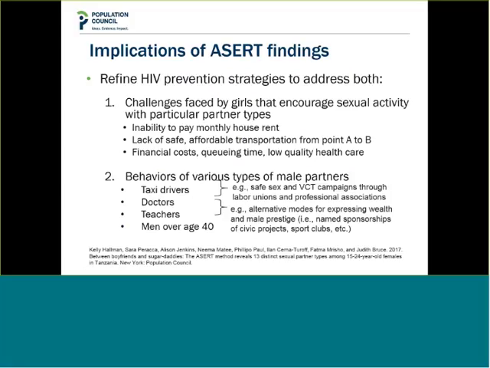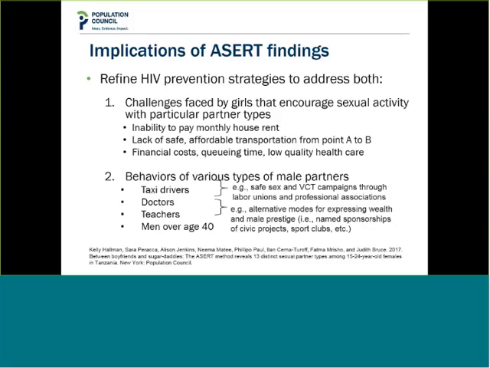So we need to refine HIV prevention strategies to address both of the following points. First, we need to address challenges faced by girls that encourage them to have sexual activity with particular types of partners. These are mainly age disparate partners, and the reasons girls said they had relationships with them included inability to pay their house rent, a lack of safe, affordable transportation from point A to B, financial costs, queuing time, and low-quality health care was the reason they had relationships with doctors.